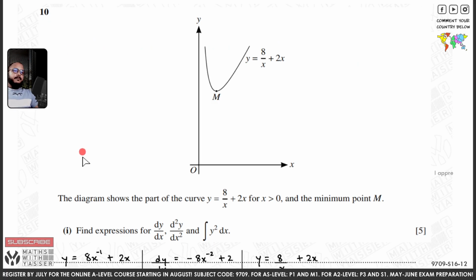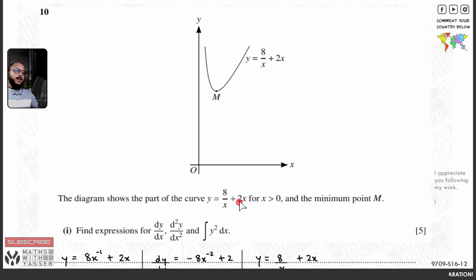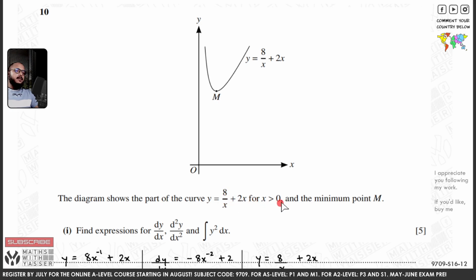Question number 10. The diagram shows part of the curve y equals 8 over x plus 2x for x greater than 0, and the minimum point M. Find expressions for dy over dx and d square y over dx square and the integration of y square dx. This question consists of 5 marks.